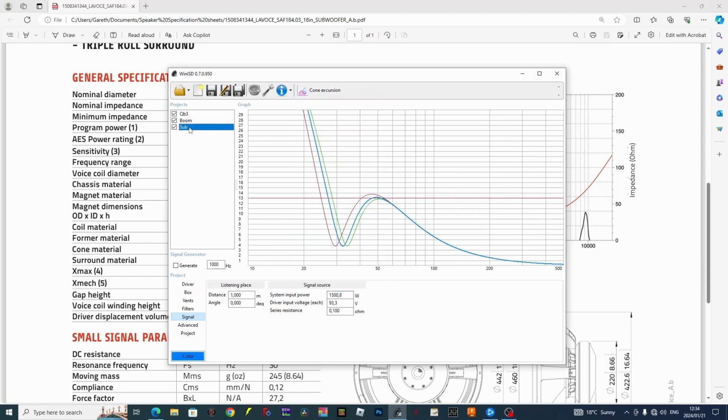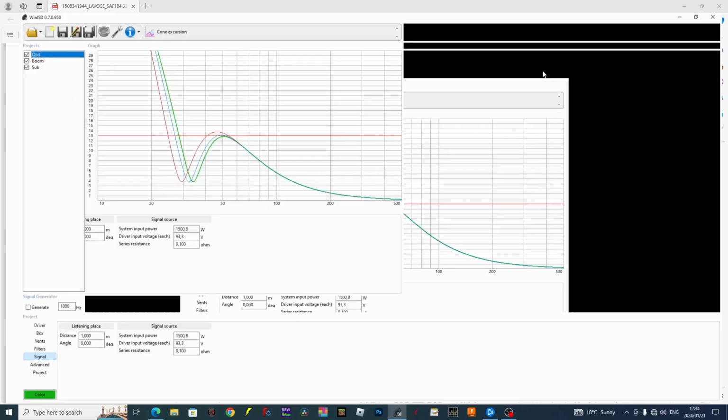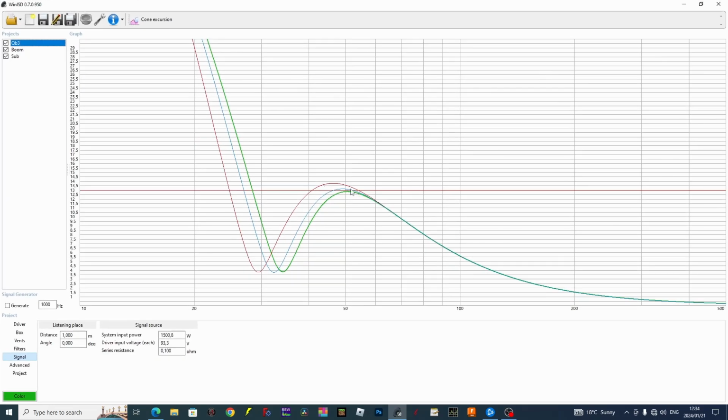And lo and behold, we can see our cone displacement, there's a little red line drawn across this. Let's just make this a little bit bigger. Anything that overshoots this red line that is showing at 13 mils, we're essentially running into problems. We've started to run out of cone displacement. And the reason why all speakers, in most instances, need some form of processing or filtering is because below the tuning of our box and our system, Xmax goes out of control.